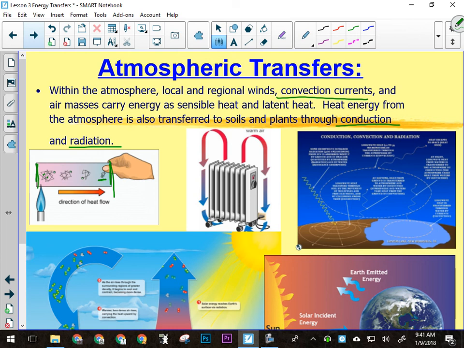Convection is probably our most important method of transferring energy on Earth. Because it's what the atmosphere does. It's wind. Convection is like a current. Hot air rises, cool air descends. That's convection. Right? Your house uses that all the time.